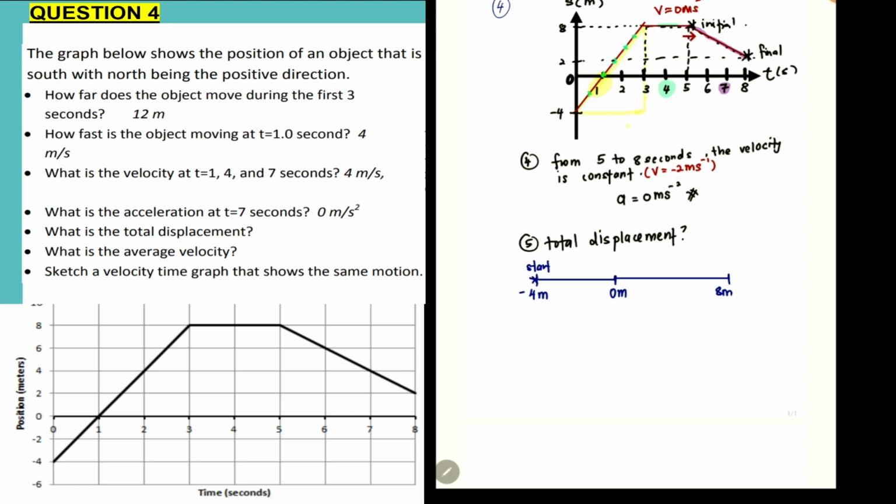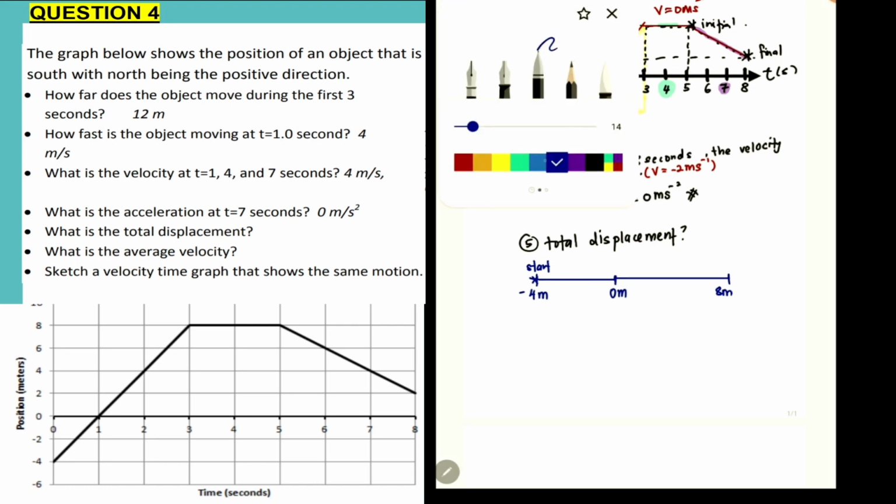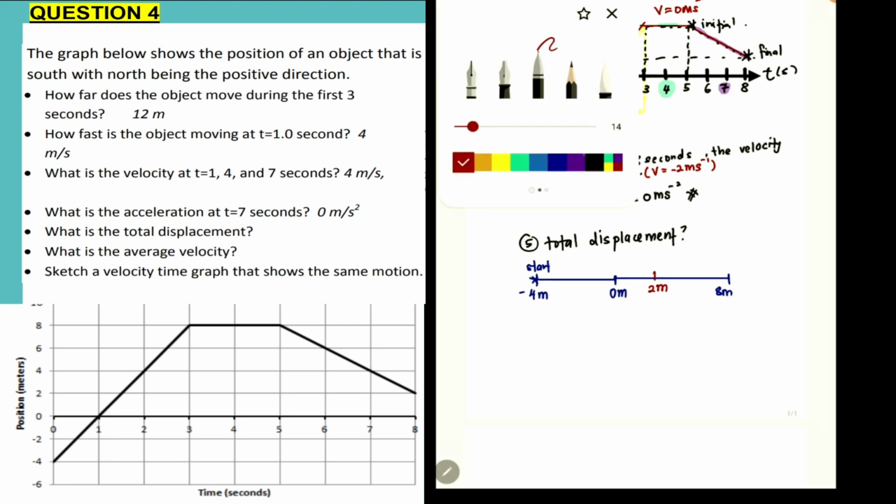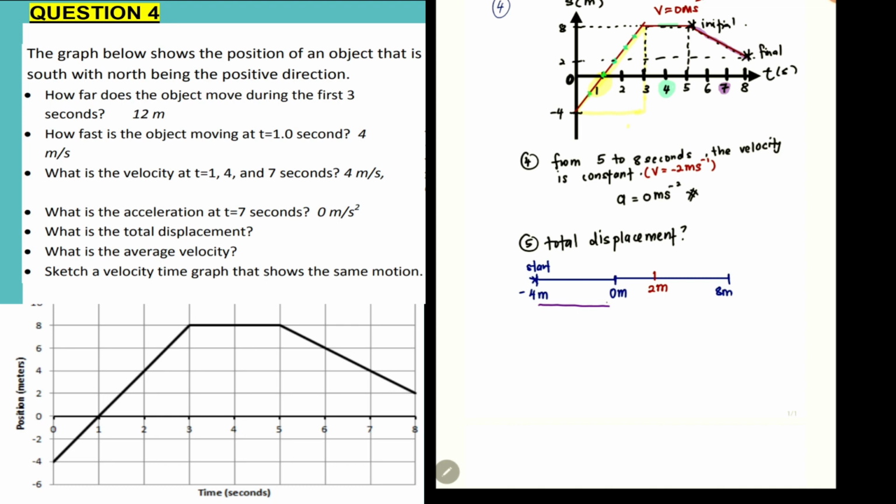So now, after reaching 8 meter, what happened? The object is moving in the opposite direction until 2 meter. It moves from 8 to 2 meter. So let's say the 2 meter is here. I want to use another color. Okay, so now let's draw. So from here to here, negative 4 to 0, and then move to 8 meter, and then stay at rest, and then come back. So we have 1, 2, and 3. So what is the total displacement? So from the starting point to the ending point. So here is the ending point.